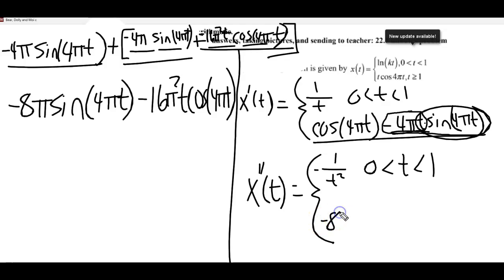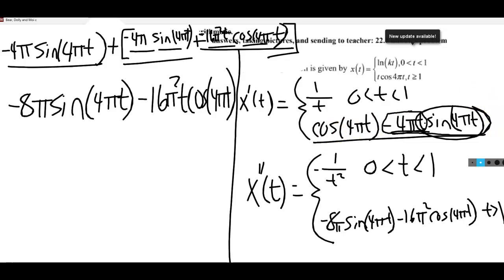So that was a big derivative to do. A lot of product rule and chain rule in there. And that's for all t greater than 1. Okay, so there's your second derivative, which is the answer to part B. So hopefully that's helpful.